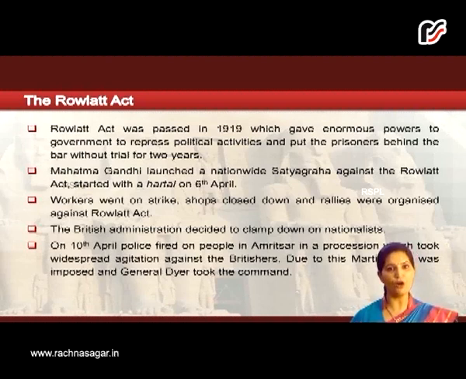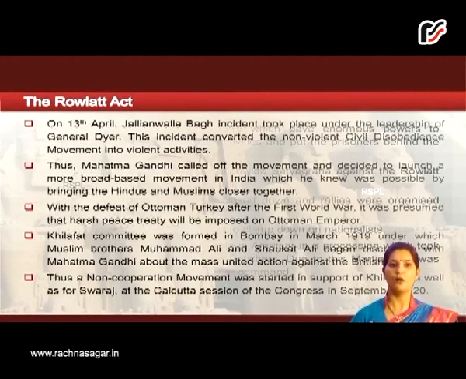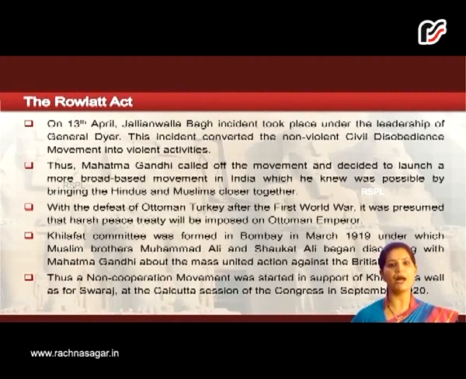Due to this, martial law was imposed and General Dyer took the command. On 13th April, Jallianwala Bagh incident took place under the leadership of General Dyer. This incident converted the non-violent civil disobedience movement into violent activities. Thus, Mahatma Gandhi called off the movement and decided to launch a more broad-based movement in India, which he knew was possible by bringing the Hindu and Muslim closer together.